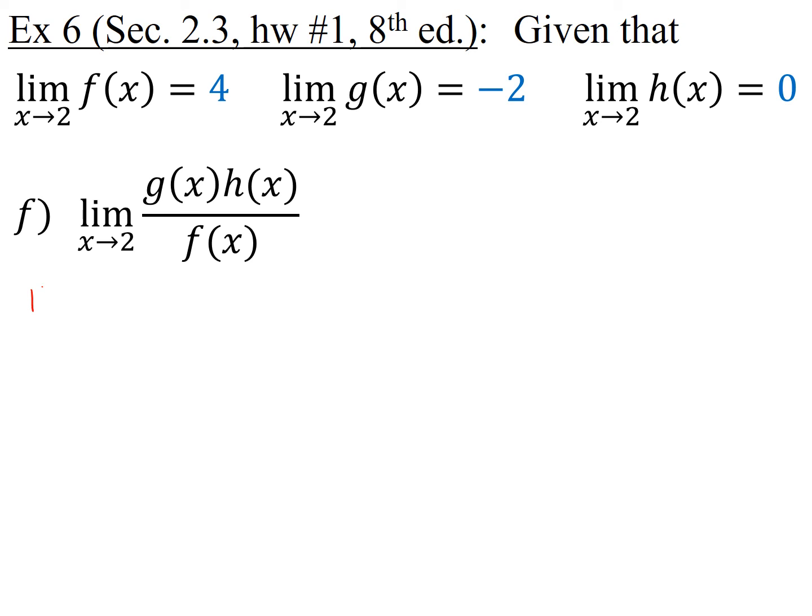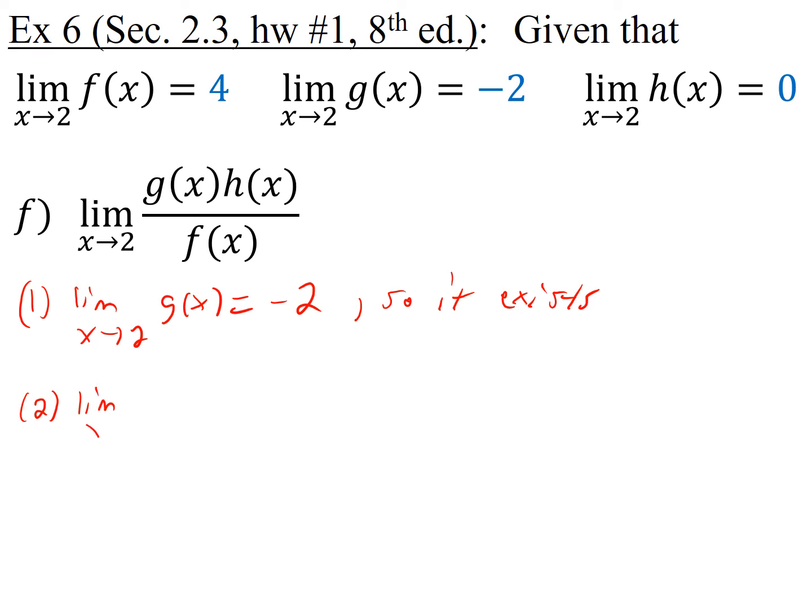First thing, the top needs the multiplication limit law. That means I need the limit of g and h to both exist. So I'm going to write those things down. Limit as x goes to 2 of g is -2, so it exists. Okay, then we're going to work on h. Limit as x goes to 2 of h is given to be 0, so it exists. And then we can use the multiplication limit law.